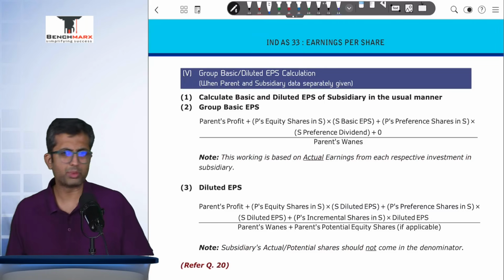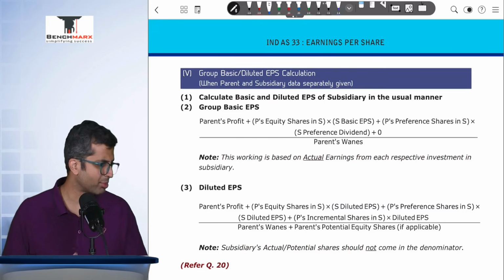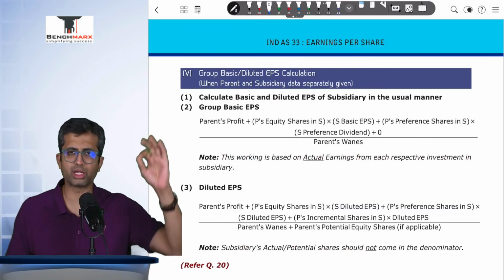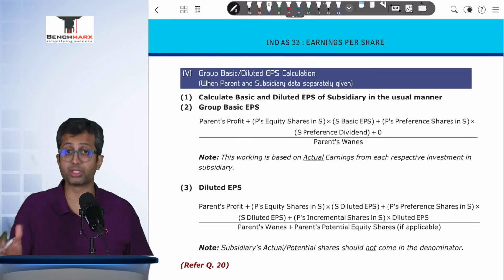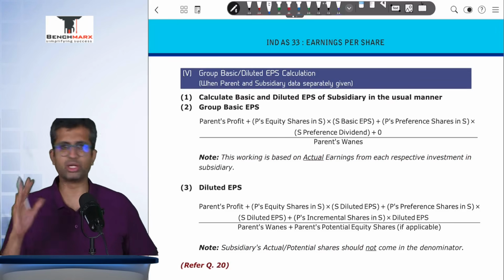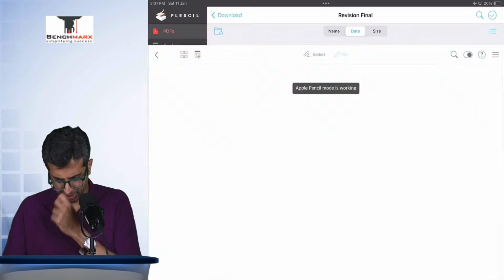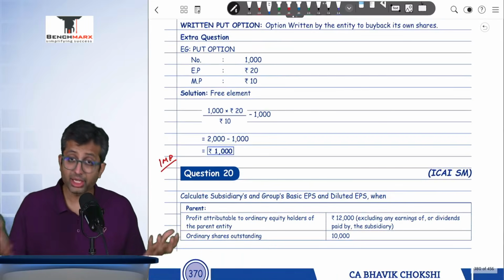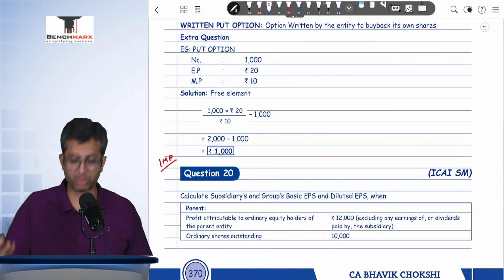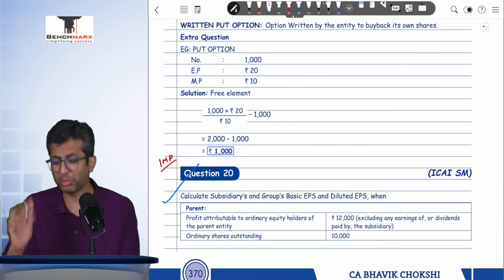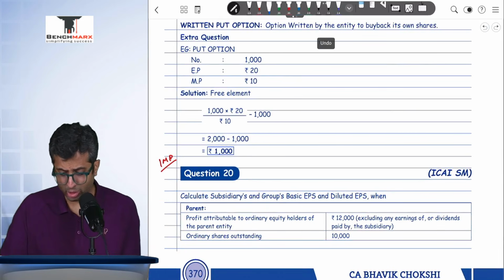So in group EPS, the institute asks a specific type of question where it will give you data regarding a parent, and data regarding a subsidiary, and based on that, you're asked to calculate the EPS. Now this is a little complicated. Thankfully it has never come in the past in the exam. But again, that is what makes it more probable of coming. So we'll probably try to do this with a sum so that it is better understood.